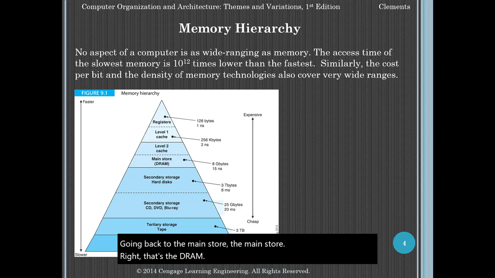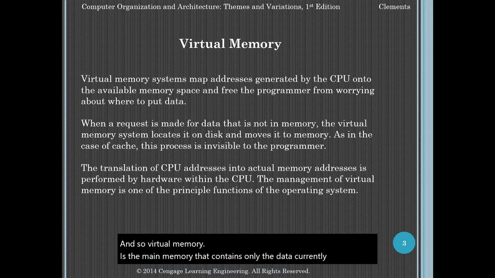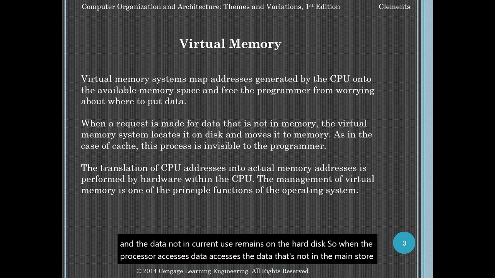It cannot normally hold all of the programs and data required by the processor. Computers have to implement a memory management system that we call virtual memory. Virtual memory is the main memory that contains only the data currently being used, and the data not in current use remains on the hard disk. So when the processor accesses data that's not in the main store, the operating system steps in and swaps in a page.